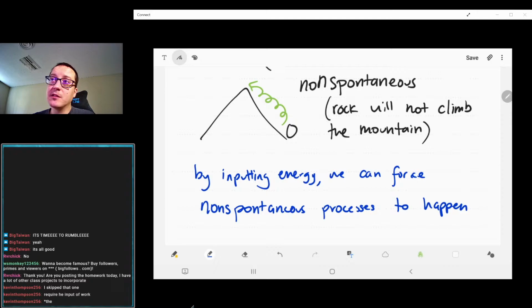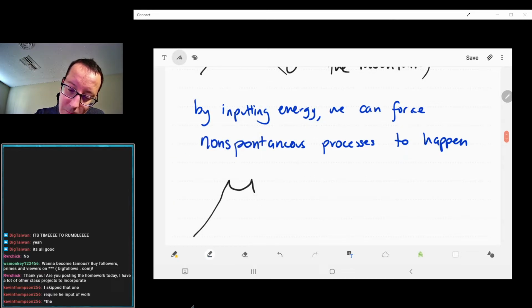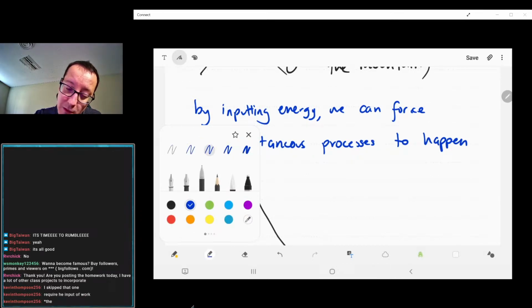All right, and sometimes we have some processes that are spontaneous, but they need just a little bit of a push to get started. So that could be, for example, our rock is now in a hole on the top of the mountain. And so, if given the opportunity, it would very much like to roll down the mountain, right? But we have these very small barriers preventing it from doing so. And so sometimes we'll see that some reactions just need a spark to happen.